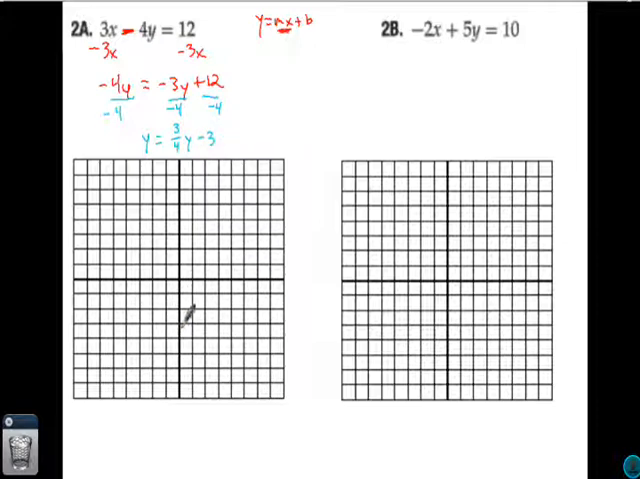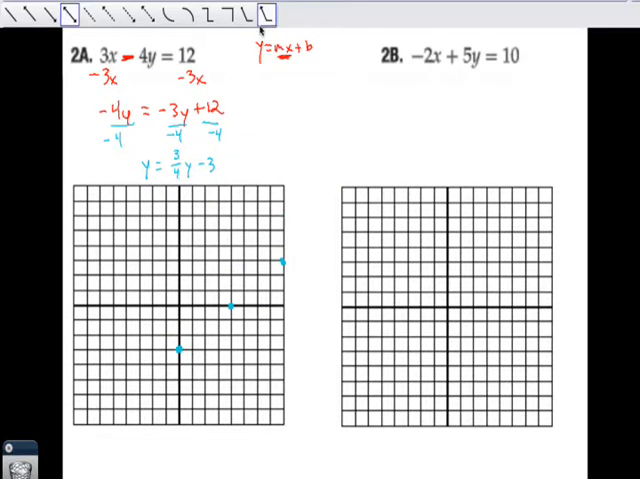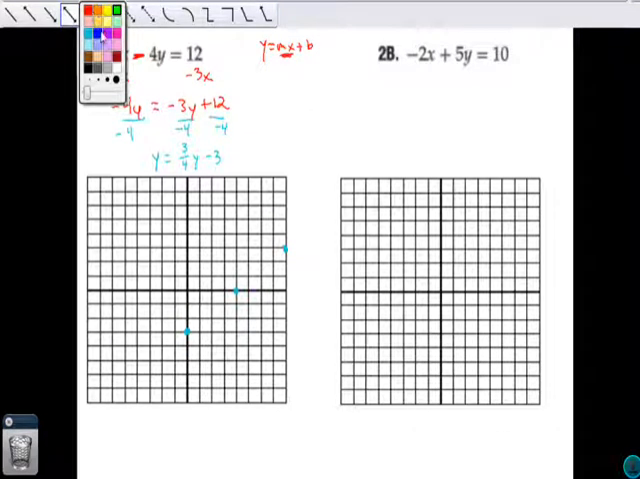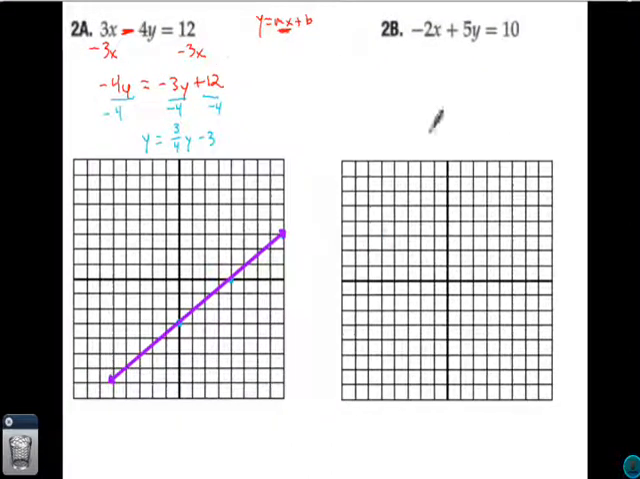So I'm going to go down here to minus 3. Hopefully this is what you did. Up 3 over 4. I'm going to do it one more time. There's that graph, and let's go ahead and throw a line on here. All right, and there's my line. Let's take a look at this one.